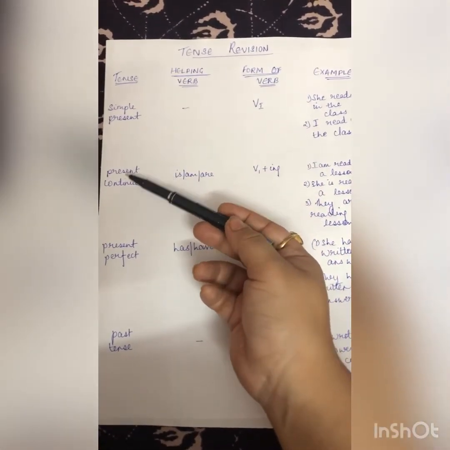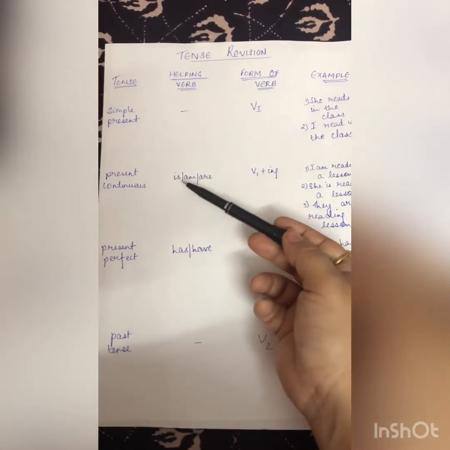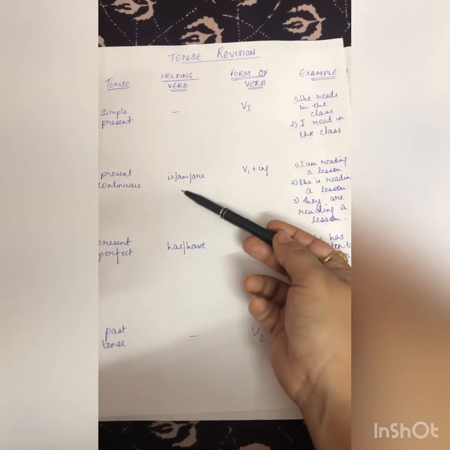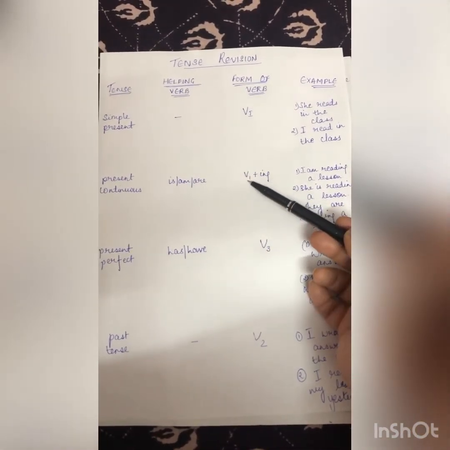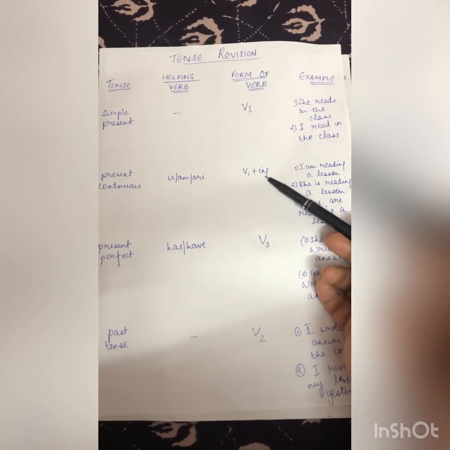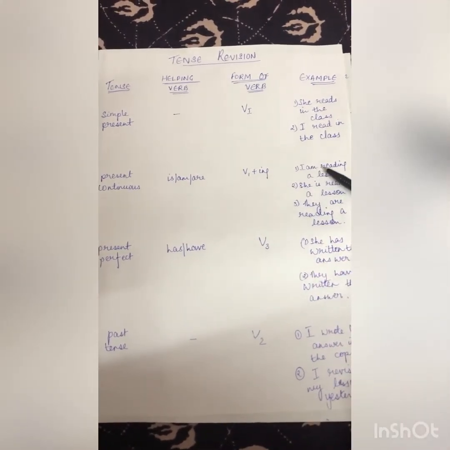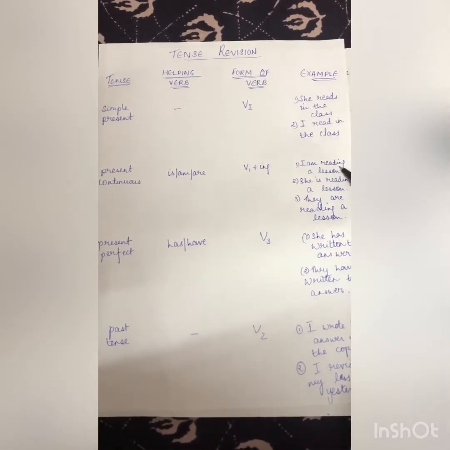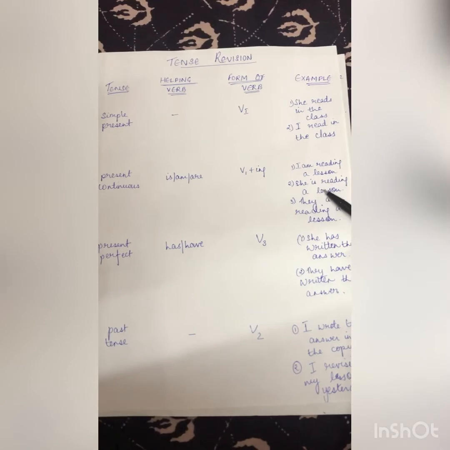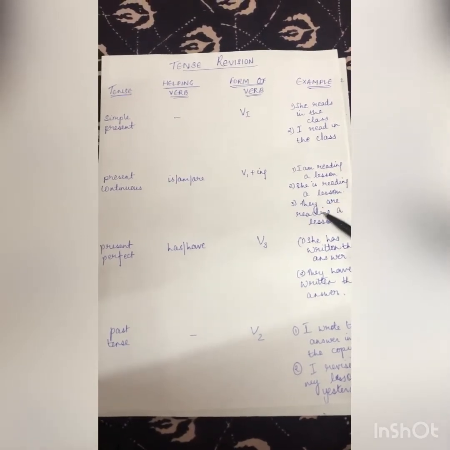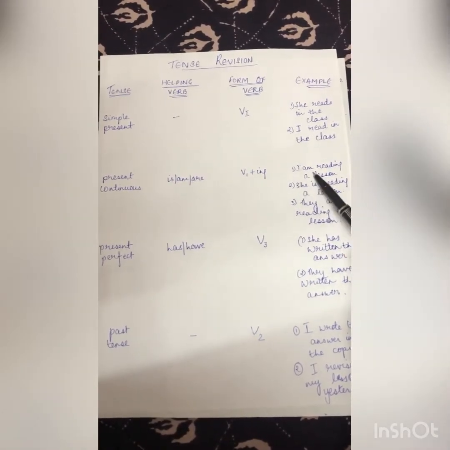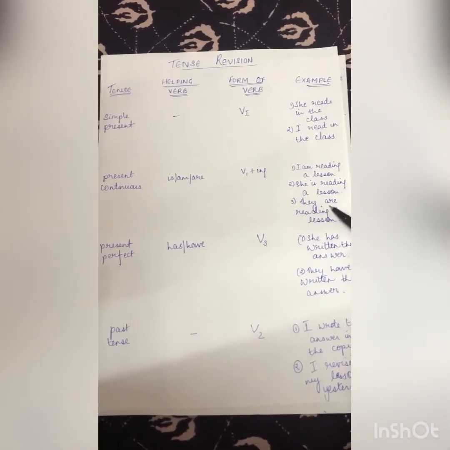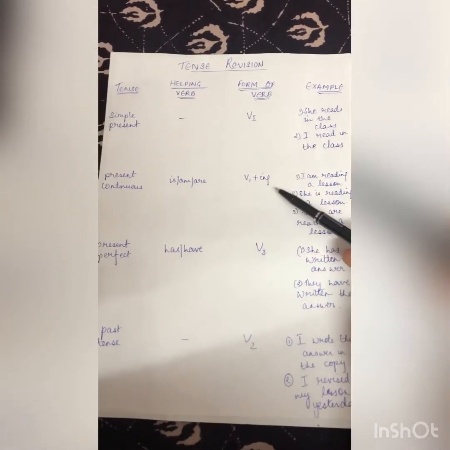When you talk of present continuous tense, the helping verb is is, am, or are according to the subject, and first form of verb plus ing. For example, I am reading a lesson. Read, first form of verb plus ing. She is reading a lesson. They are reading a lesson. With I, am; she, singular subject, singular verb; plural subject, plural verb. So first form of verb plus ing.